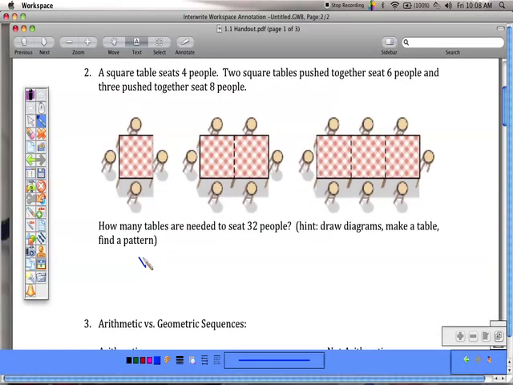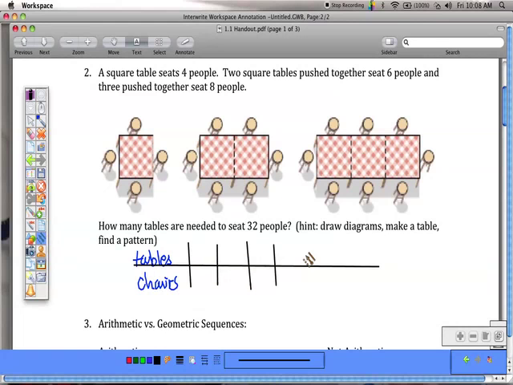If you're stuck, I made a table. I put my tables here, and I put my chairs here, and made a table. So I knew when there was 1 table, there were 4 chairs, 2 tables, 6 chairs, 3 tables, 8 chairs, and so on. So I noticed the pattern here. As the number of tables go up by 1, the number of chairs go up by 2. And if you continue on that pattern, I found that with 15 tables, we would have enough seats for 32 people.